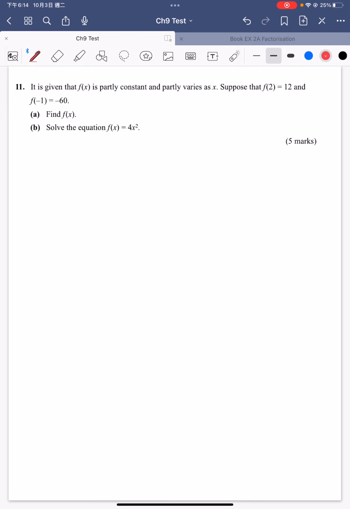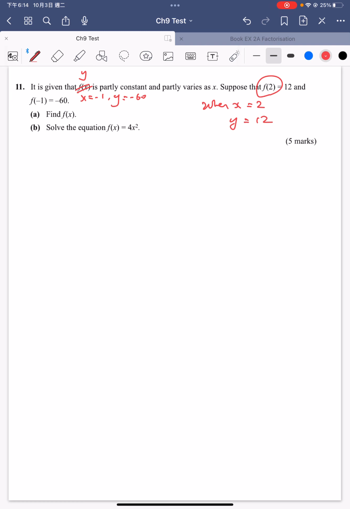Alright, question 11 is about functions. So what does this f(2) equal to 12 mean? It means that when x is equal to 2, y is actually equal to 12. If you don't realize this is f(x), you can just change it to y. And so from here, when x is equal to -1, we have y is equal to -60.